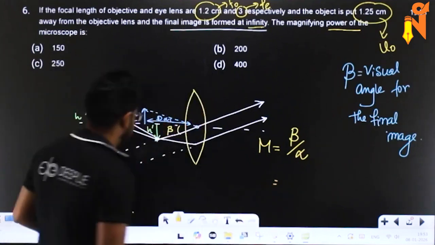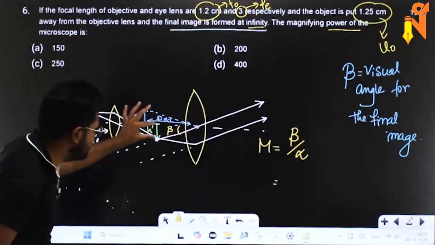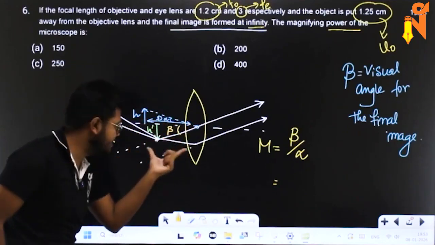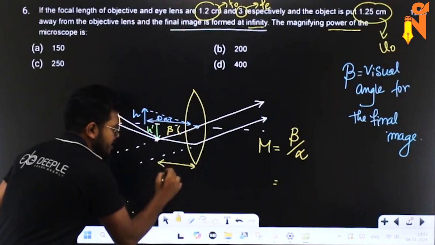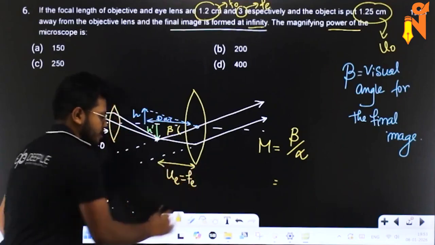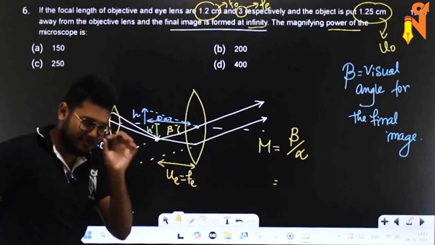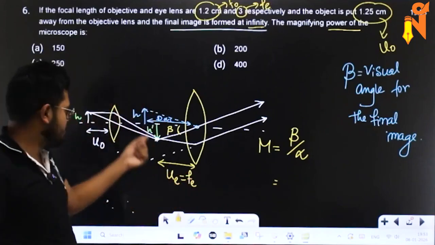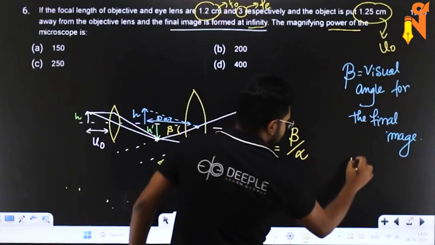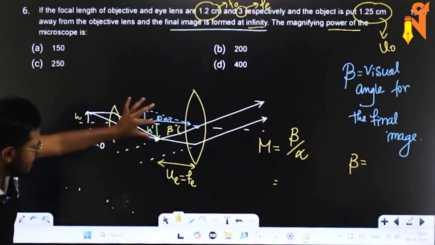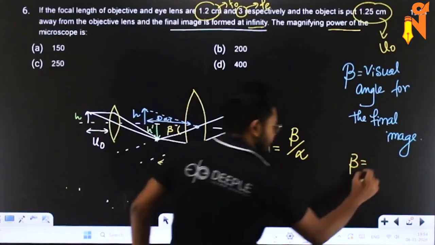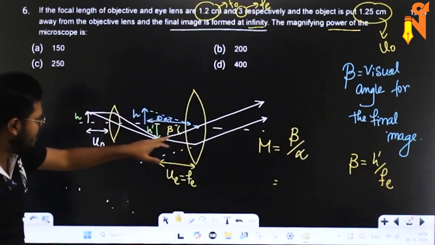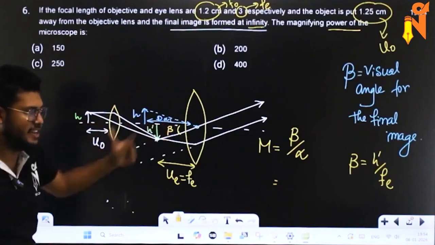Beta over alpha. Now, what is beta? You see, tan beta is nothing but h dash over the object distance from the eyepiece. But I know the object distance here from the eyepiece, UE, is the same as FE. Obviously, if you put the object at focus, then only the final image will be at infinity, right? So UE equals FE. So I can directly write beta comes out to be h dash over fe, and alpha, where is alpha? This angle is alpha, which is h by d.